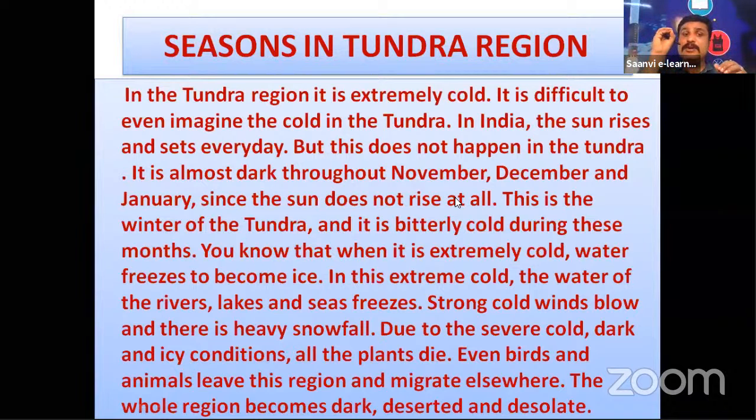Due to the severe cold, dark and icy conditions, all the plants die. Even in winter time, we have already discussed that some of the plants also die, it seems. Those plants change into permafrost, they do not decompose. Ice covers the dead plants, and they change into permafrost. Even birds and animals leave this region and migrate elsewhere, to the outer part of the Arctic Circle. The whole region becomes dark, deserted and desolate.